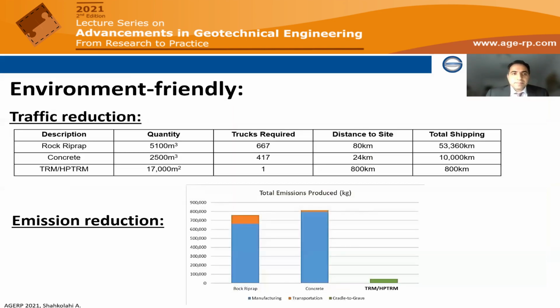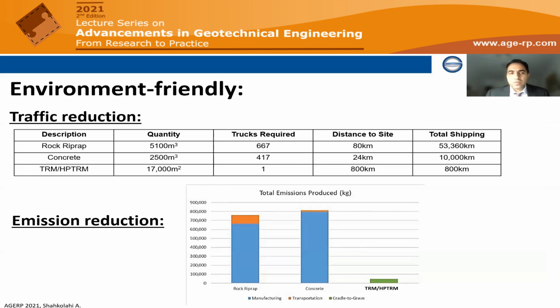For carbon footprint, this is a project where we wanted to cover about 70,000 square meters of area to control erosion. It is in the United States. The solutions that we had were rock riprap, concrete, and TRM. To cover that area with rock riprap, we needed 5,100 cubic meters of rock. For concrete, we needed 2,500 cubic meters. Now, these are the trucks required to deliver those amounts of material to the site.